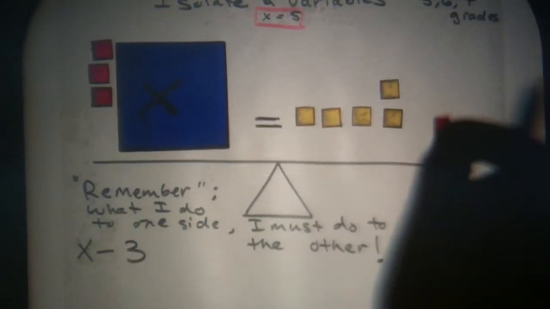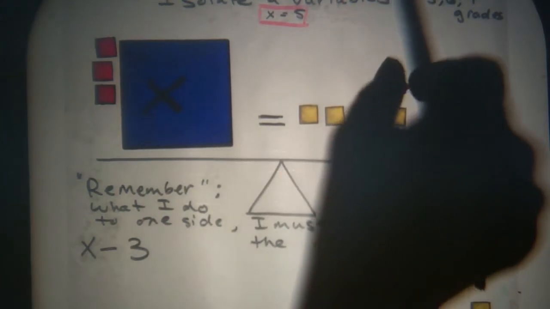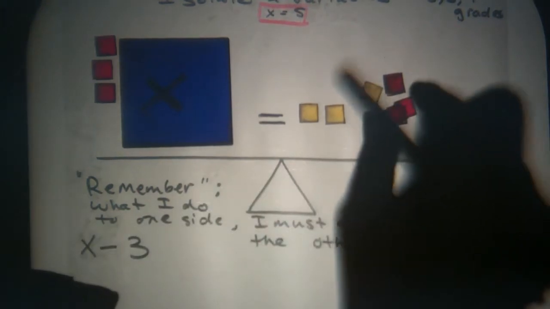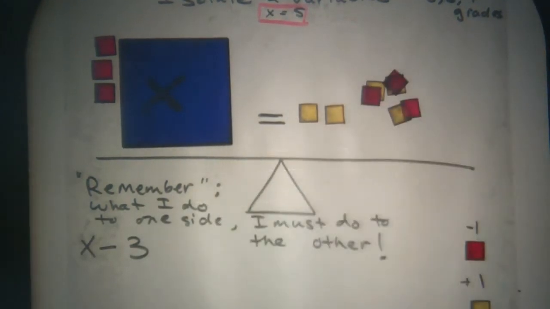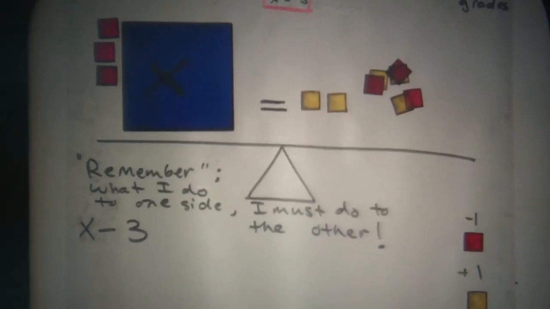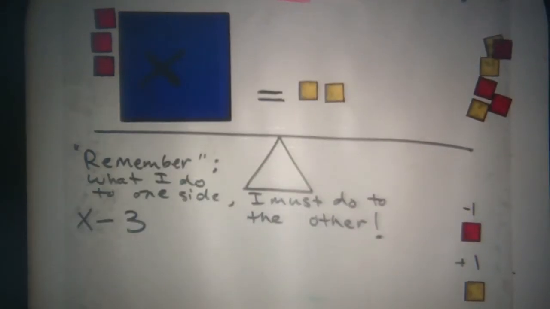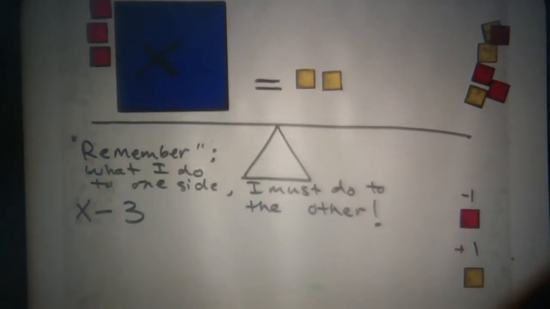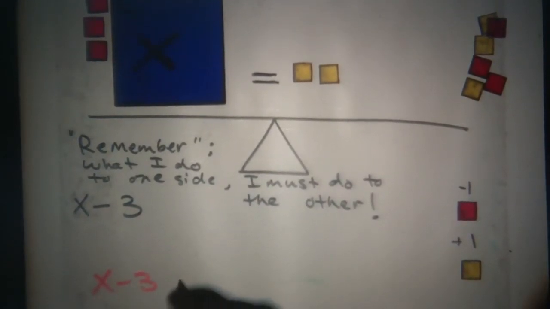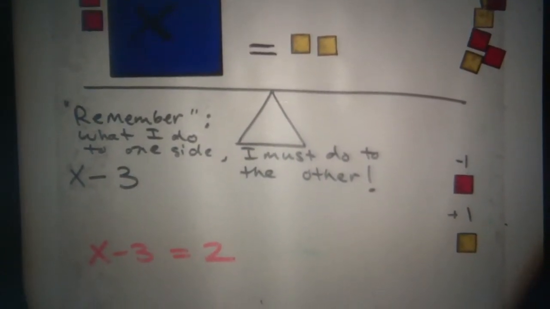So if I have a positive 1 and I have a negative 1, that cancels out each other. So I can just go ahead and put it on top of my yellow. And what happens then? I'm subtracting that. So my new equation now is x minus 3 equals 2. Alright?